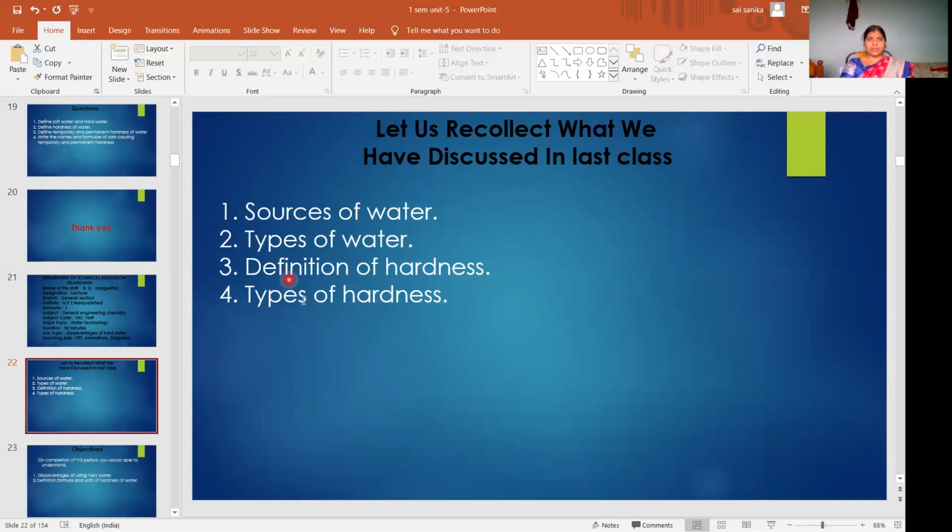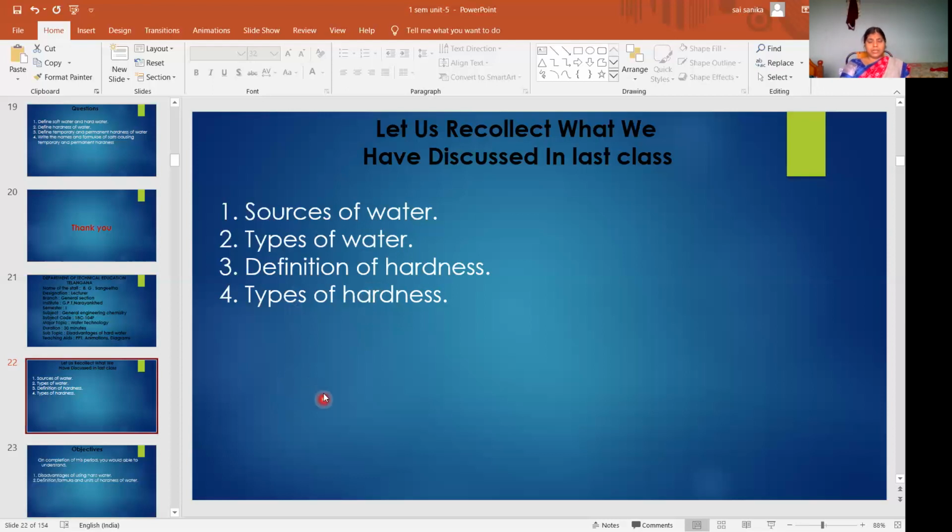And what are the types of hardness? Hardness is of two types: temporary hardness and permanent hardness. What is temporary hardness? It is caused due to soluble salts of bicarbonates of calcium and magnesium. This temporary hardness is removed by boiling or by adding lime water. That's why it is called temporary hardness. As this hardness is due to bicarbonates, it is called carbonate hardness.